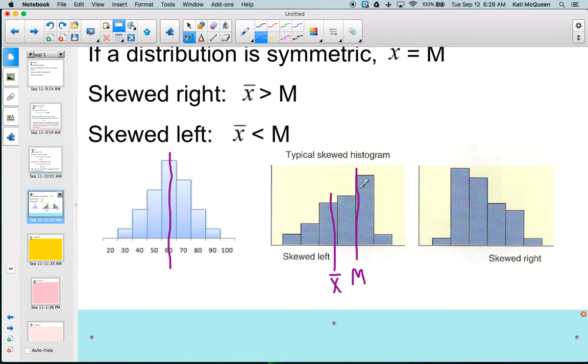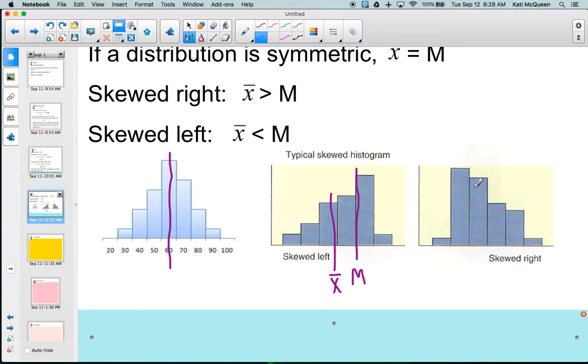So here's my peak. The median is a little bit to the left of it because median is just affected a tiny bit. But my mean is affected much more. So my mean is more to the left. So I don't know if it's this exact value, but I know it's to the left of the median, and the median is to the left of the peak.